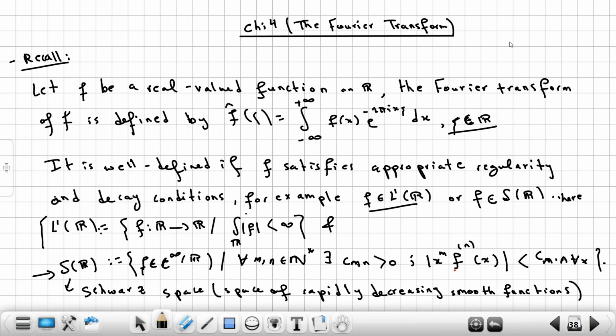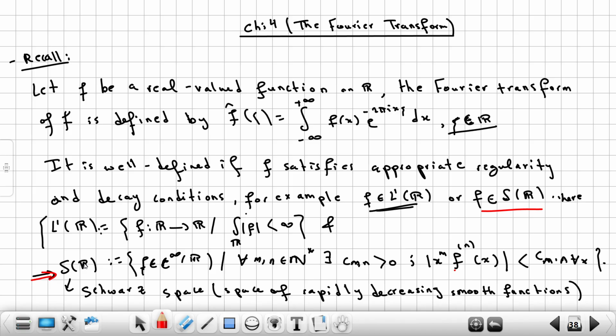So first recall that if you have f, a real-valued function on R, the Fourier transform of f is defined by the integral from minus infinity to plus infinity of f of x times e to the power minus 2 pi i x psi dx. So the Fourier transform is complex valued. Of course, psi belongs to R. Now this integral is well defined if f satisfies appropriate regularity and decay conditions. For example, f must be an L1 function, or f is a smooth function with moderate decrease. So f belongs to the Schwartz space defined here.